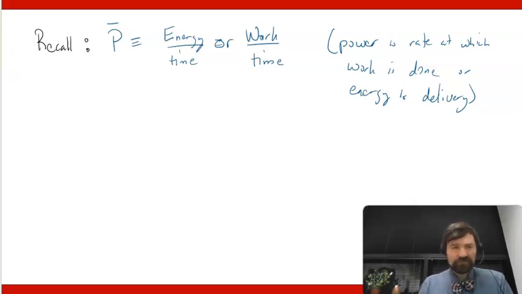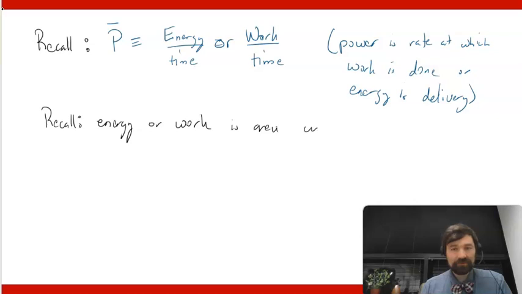So in order to get an average power, we basically need to figure out the energy. And to do that, you can recall also that energy, or work, is the area under a power versus time graph.